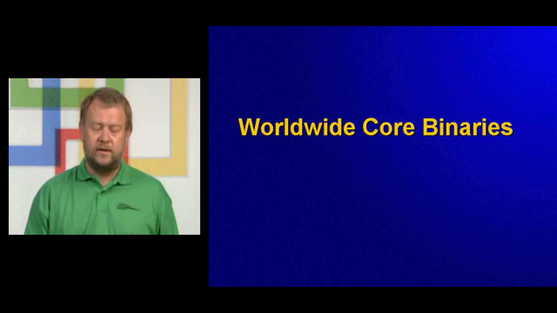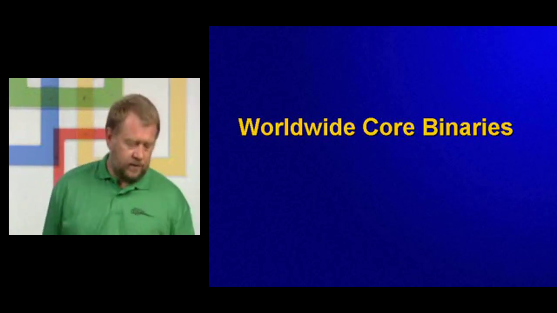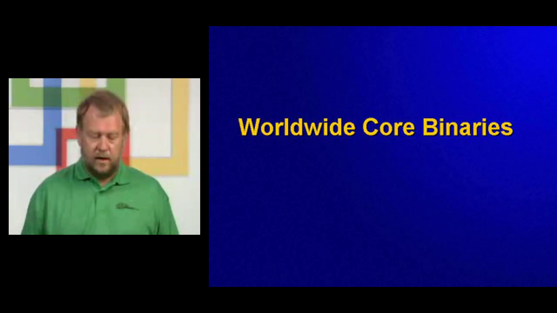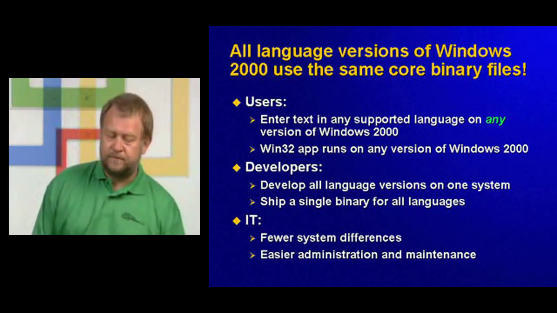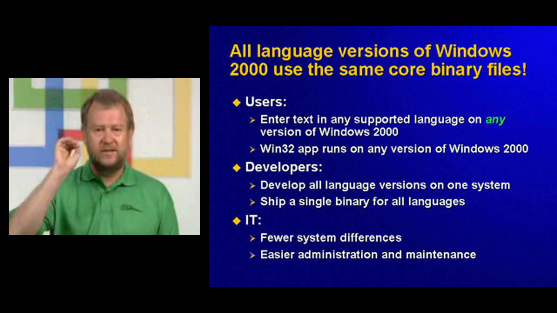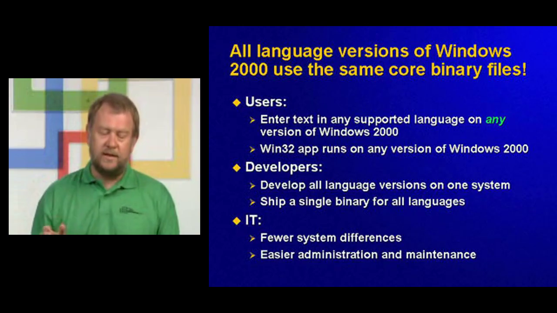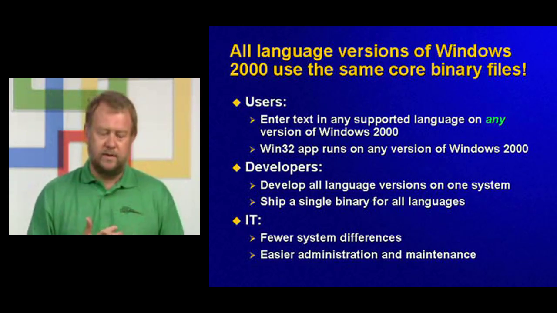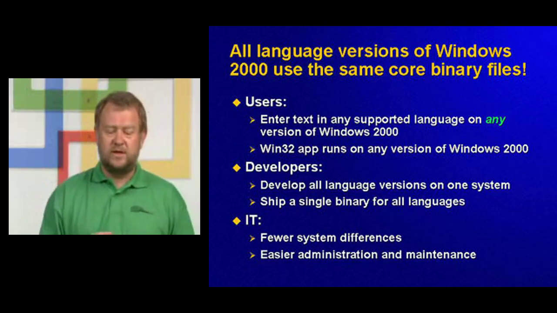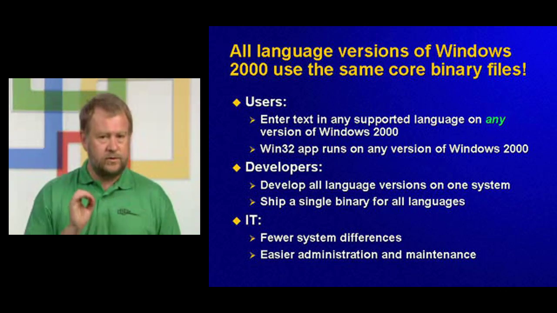Now let's talk about worldwide core binaries, the fact that Windows 2000 is based on a single set of binaries for all versions of the operating system. What that means is the fact that Windows 2000 uses the same binary files for all versions, all localized versions, means that it's enabled for all versions. We talked about enabling earlier, the content of a document.